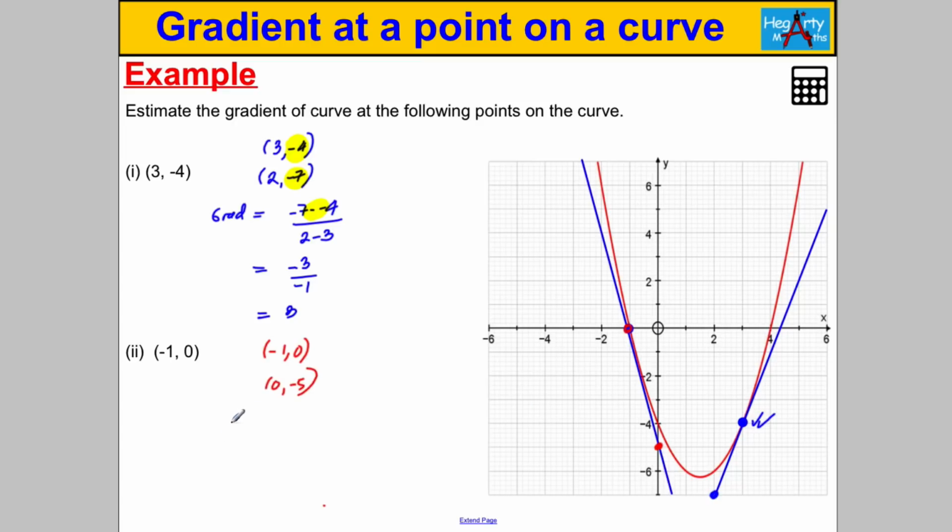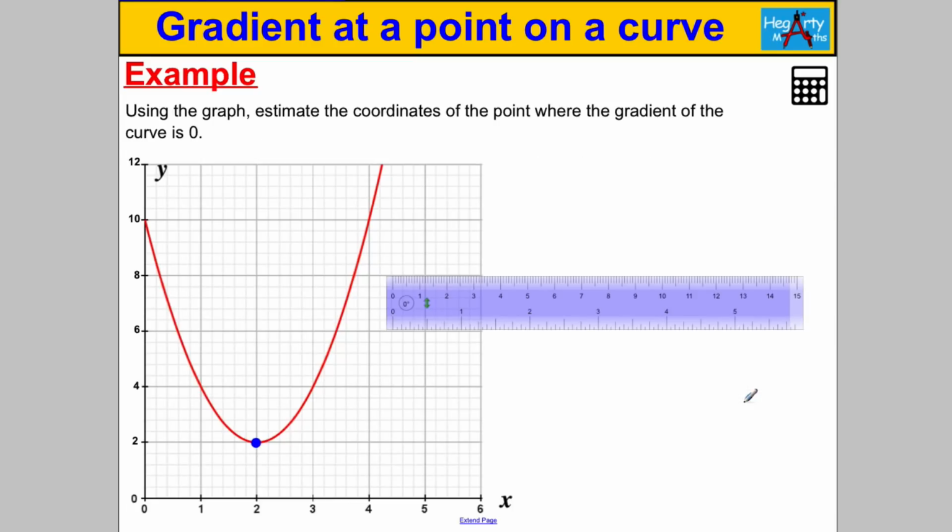So what we're going to do is we're going to work out our gradient by the difference in y, so -5 take away 0 over 0 take away -1, and that would give us -5 on top, and it would give us +1 on bottom, and that gives us a gradient of -5. Kind of makes sense, because as you go across 1 you go down 5. And therefore both of these are the gradients of the tangents we've drawn, and they're good estimates for the gradients of the curve at those points as well.